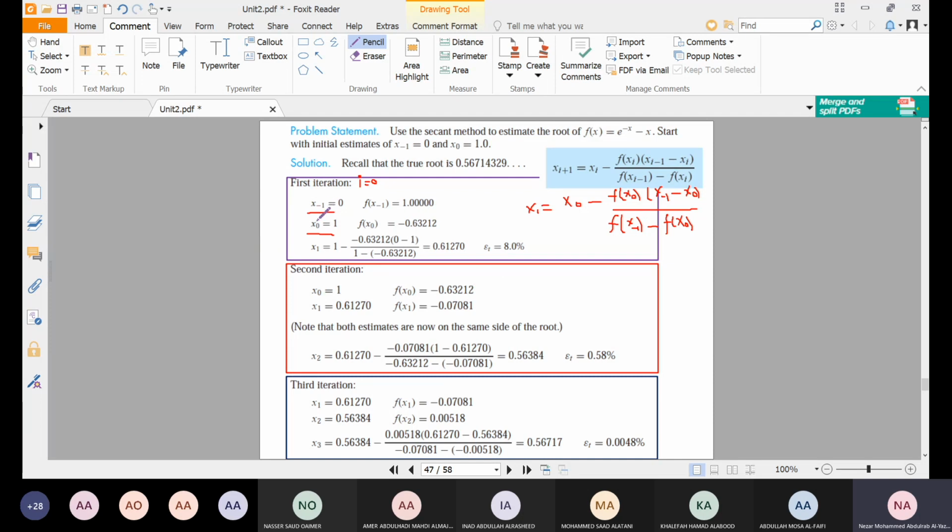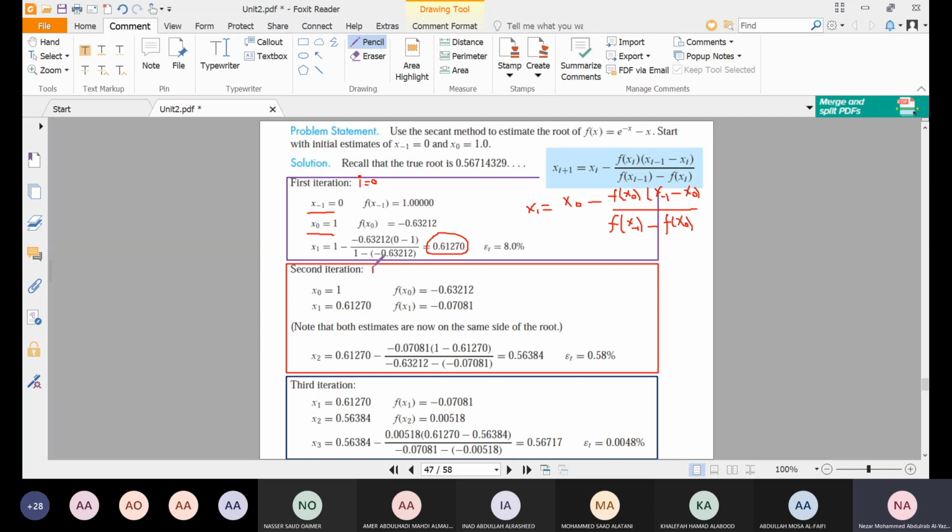So I have the two initial guesses. x0 minus f of x0 will be minus 0.63212, multiplied by 0 minus 1 over 1 minus this function, and this will give me the first estimate of the root. We might compare this with the true value, which I have here. This is the first estimate, and the percentage true error is equal to 8%.